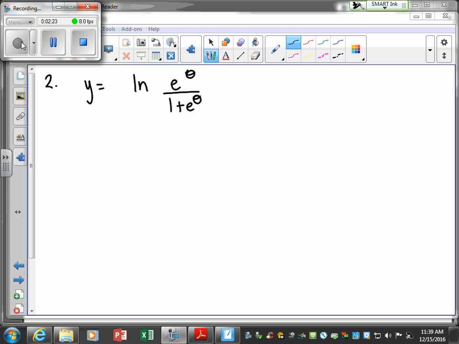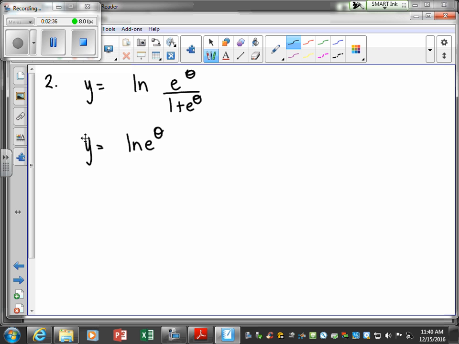Okay, we have y equals the natural log of e to the theta over 1 plus e to the theta. So first of all, algebraically, let's rewrite this using division. So we'll have natural log of e to the theta minus the natural log of 1 plus e to the theta.